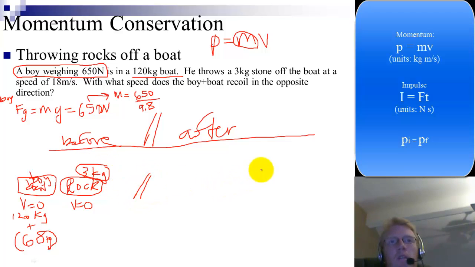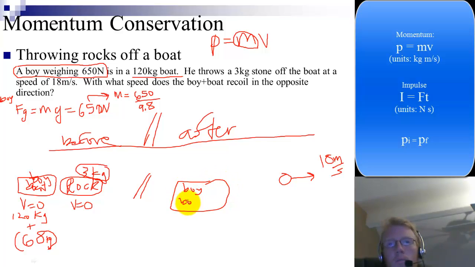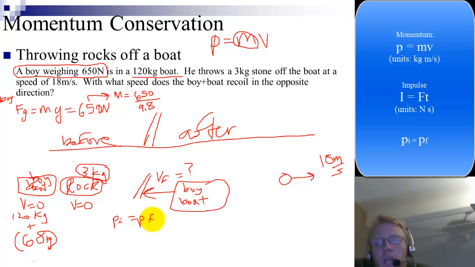Afterward, what do we have? The rock is going this way at 18 meters per second. So the buoy and the boat combined is probably going to be going backwards, and we don't know. V final equals question mark. Okay, so P initial equals P final. That's what we're going to start with every single time for these momentum problems. And P initial is zero because, why is it zero? This is not moving, this is not moving. Again, it didn't specifically say that in the problem, but I'm adding that as a criteria for us.